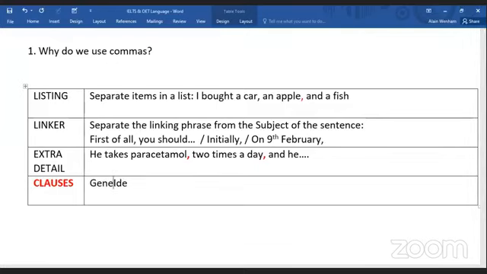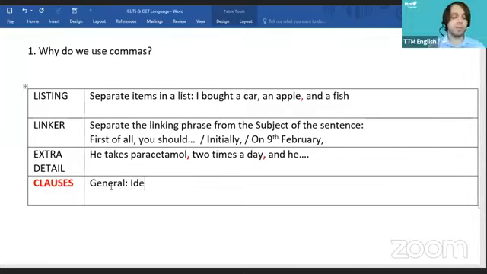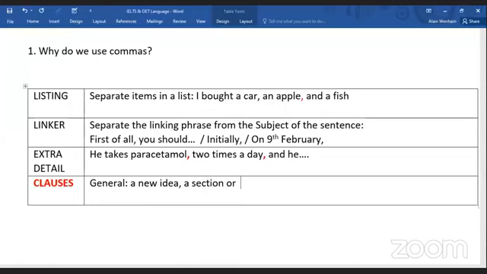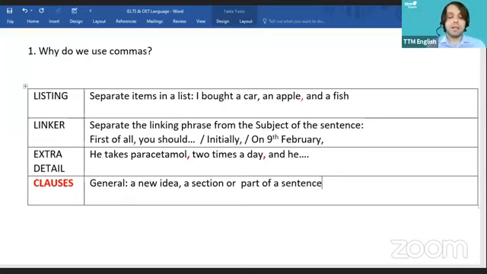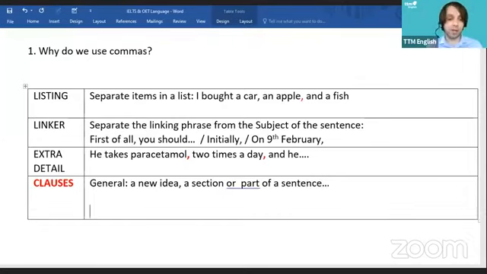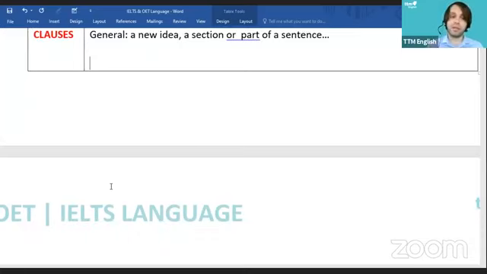Dependent and independent clauses. We can say in general, it's something like, there's some good answers there. So we can say maybe it's like an idea, a new idea, right? It could be a section. Someone said a section or a part of a sentence. Okay. These are general definitions. I'll give you a bit more of a specific one. It doesn't always work. Okay. It's difficult to find what a clause is.